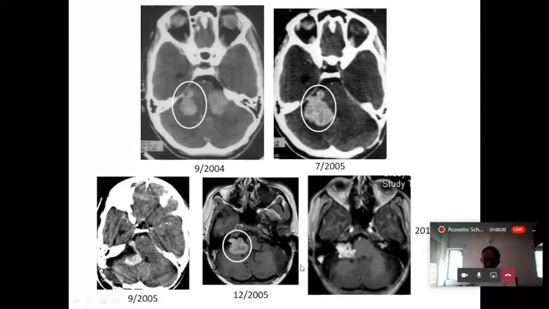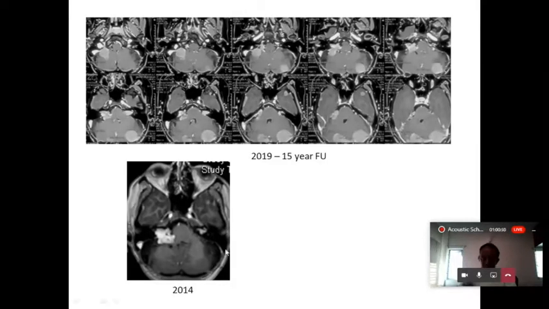The patient was happy, but this is not the end of the story. You see this at 15-year follow-up, 2019. See the number of tumors that have come up. Just to show you, in 2014, no meningiomas. Now you see there are so many tumors. This has again probably progressed, or another meningioma has come up there. And this is a common story in these patients, new tumors coming up.